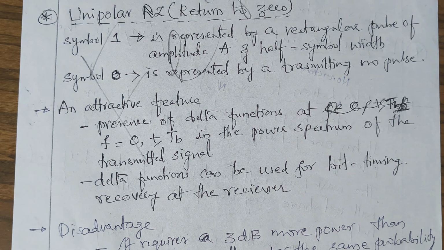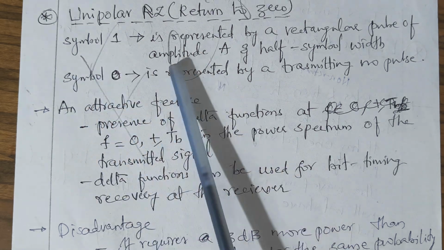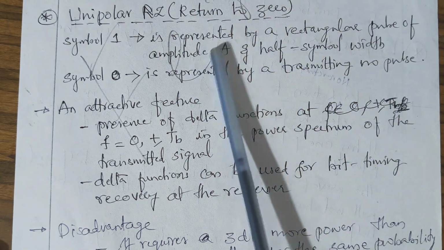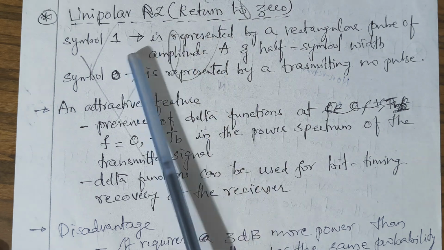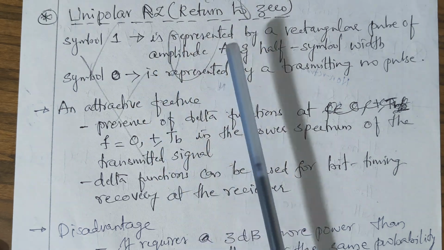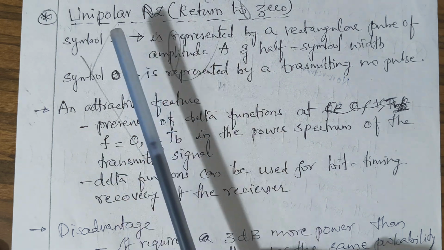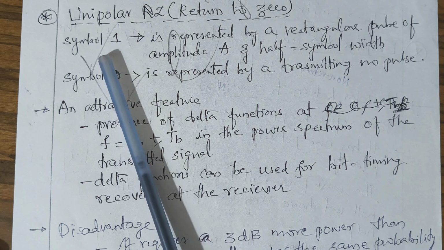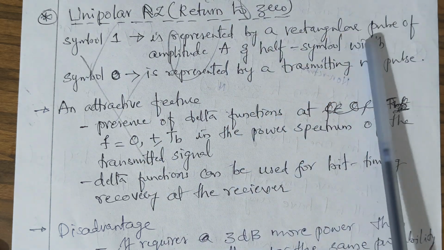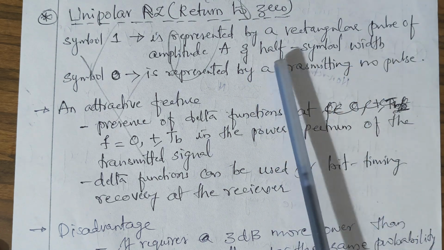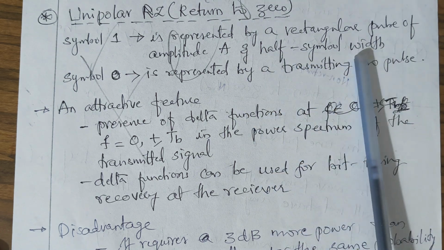Hello everyone, in this video we will be seeing about the Unipolar RZ, return to 0, line code. Here the symbol 1 is represented by a rectangular pulse of amplitude A. This was the same as in the Unipolar NRZ, but the difference is that in NRZ it was for the complete symbol width, whereas here in Unipolar RZ symbol 1 will have a rectangular pulse of amplitude A only for the half symbol width. It will not be for the complete symbol width.